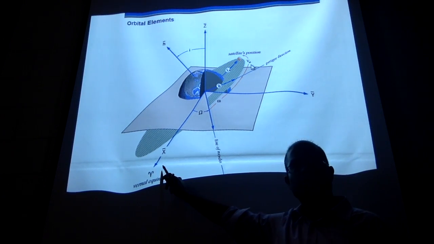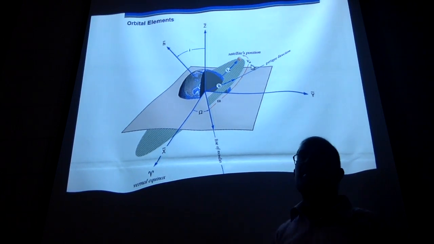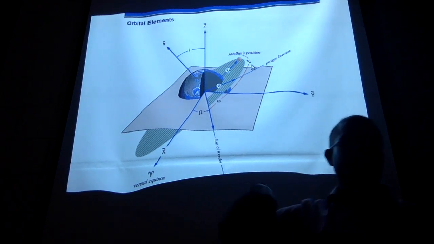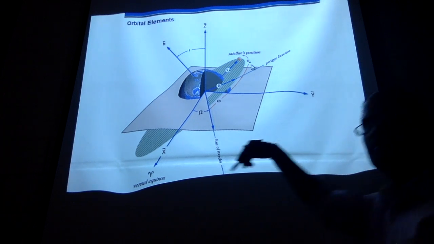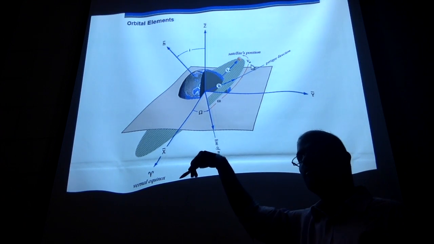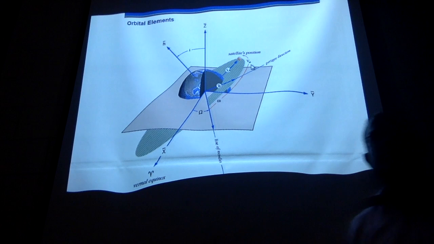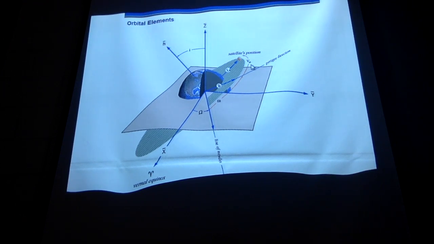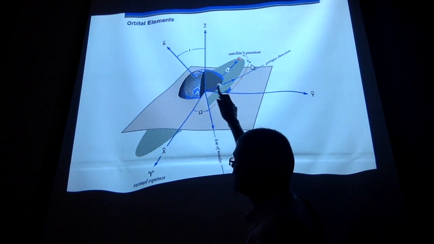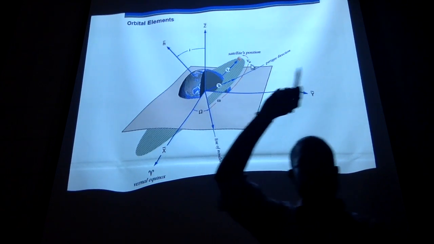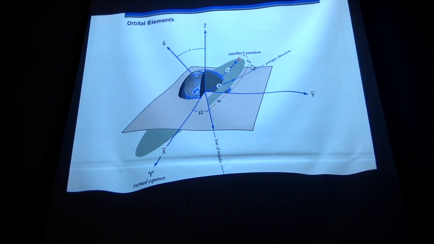Got it? So we use that as a reference for the x direction. On the first day of spring, the line joining the center of Earth and the Aries constellation is that x-axis. Once we define this x direction, we can conveniently define all the other angles with respect to that direction. You get it?